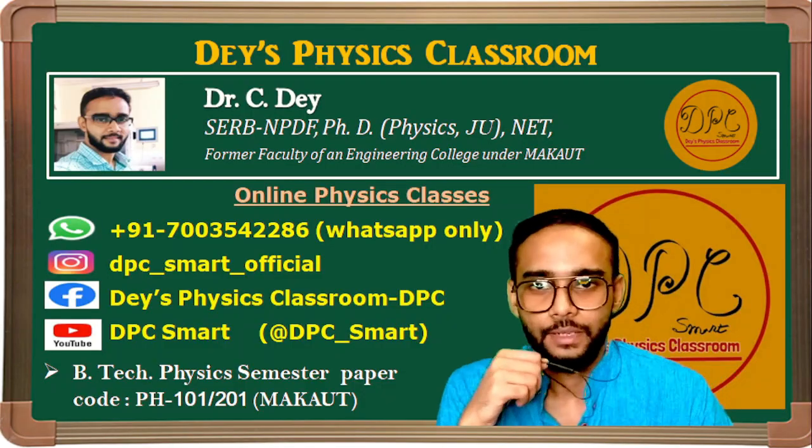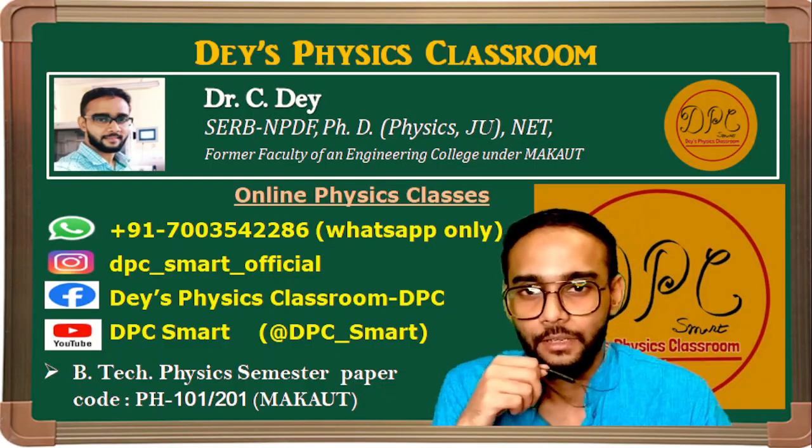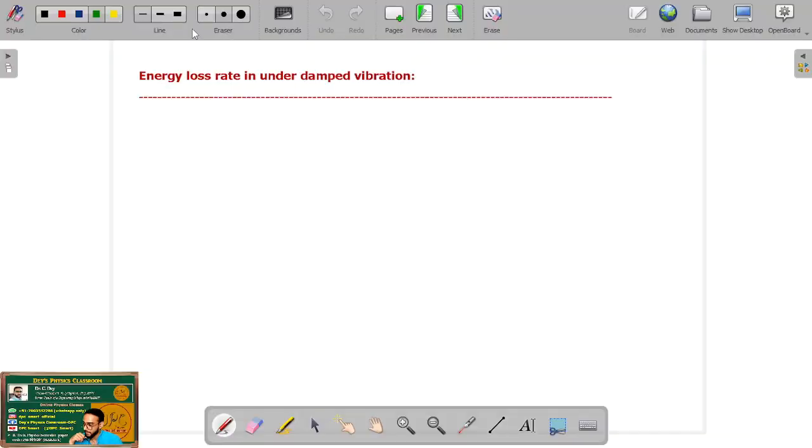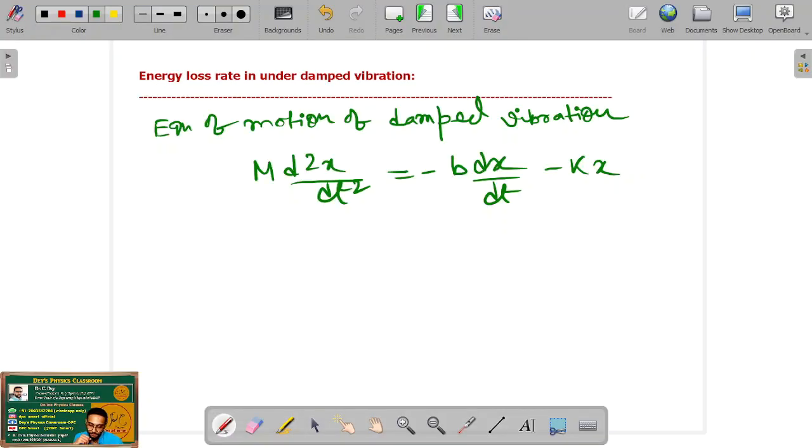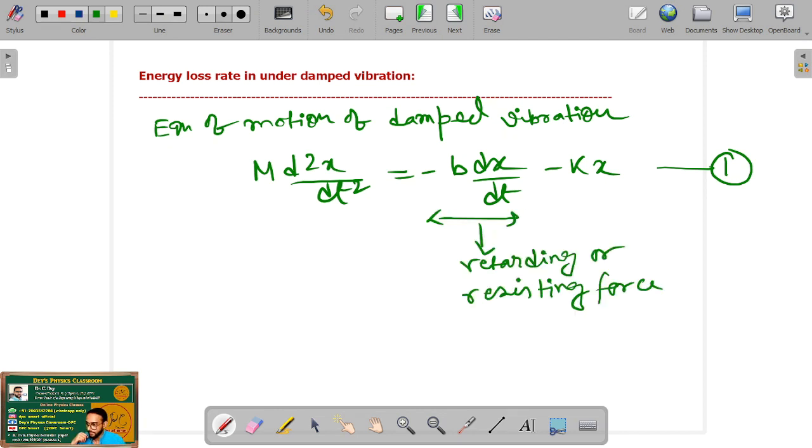Now we will calculate the energy loss rate in the case of underdamped vibration. For that, we will start with the equation of motion. The equation of motion of the damped vibration is given by this one. Equation 1: m d2x dt2 equals minus b dx dt minus kx. Here the retarding or resisting force is the term minus b dx dt. So that retarding and resisting force depends on velocity, dx by dt or x dot.